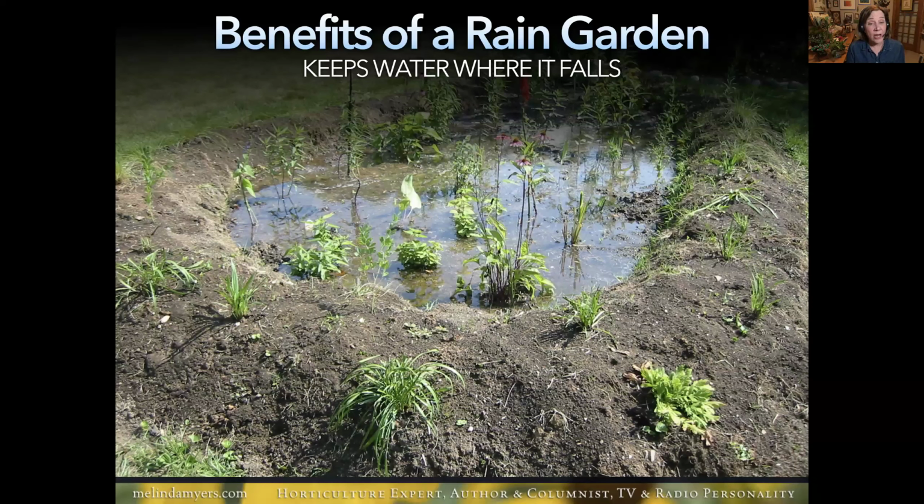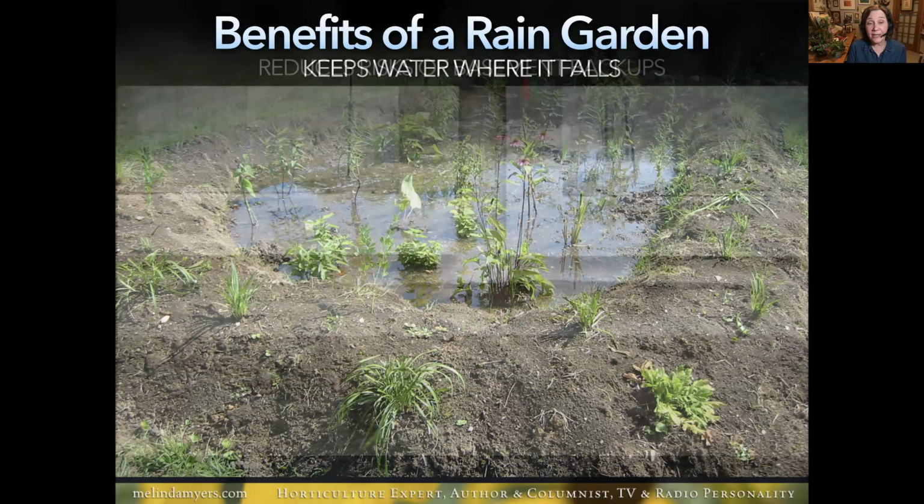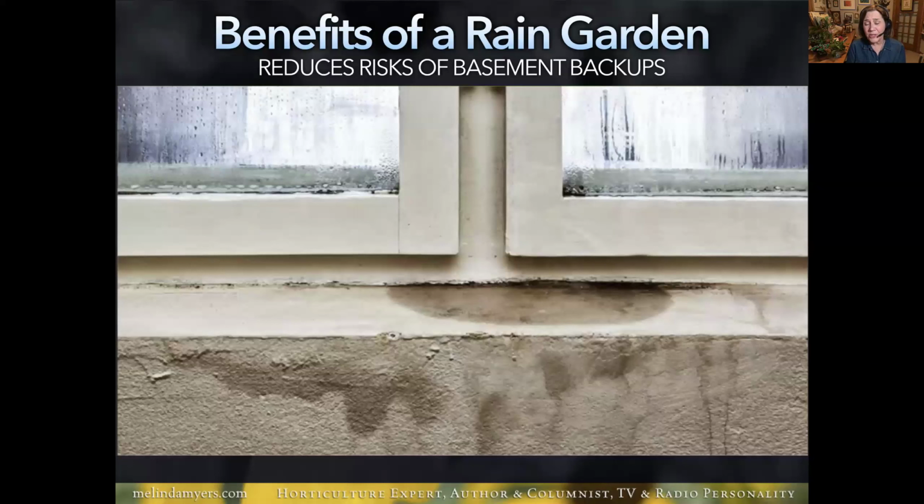So by using rain gardens, they're designed to capture that water that runs off roofs and sidewalks and your lawn, capture it so the water is filtered through the roots of the plants and the soil before it reaches the groundwater, and then keeping it out of our storm sewer. So that's saving us money, that water is not overflowing the storm sewer and needing to be treated. It also can help reduce the risk of basement backups.